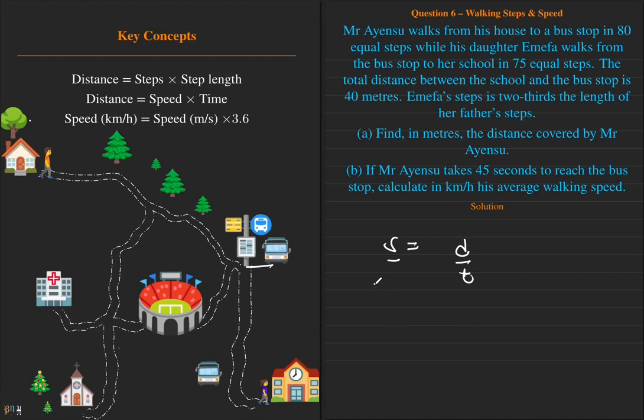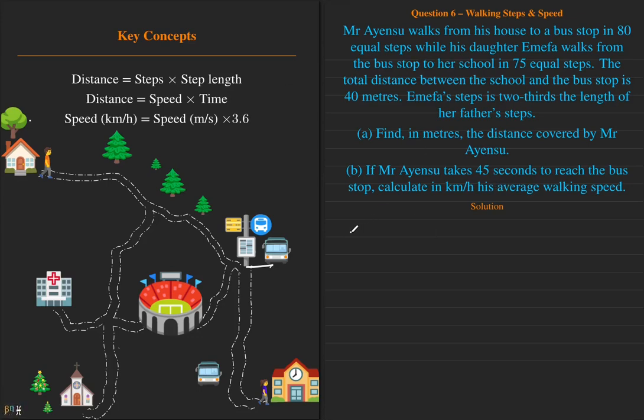The last key concept you need to know is how to change from speed in meters per second into speed in kilometers per hour. Anytime you have your speed in meters per second and you want to change it to kilometers per hour, just multiply it by 3.6 and that is all. It's a very straightforward formula. So with these key concepts, let's now move to the question and solve.